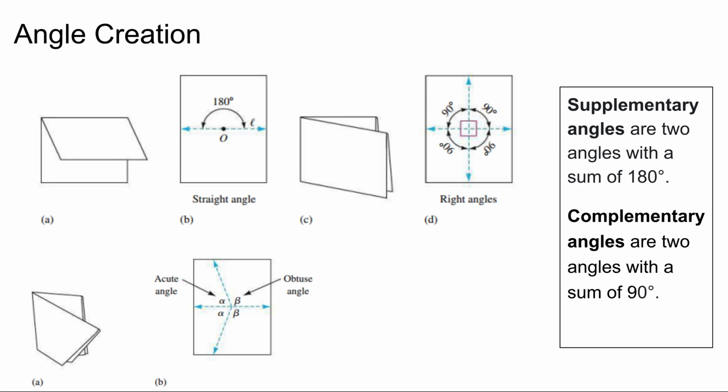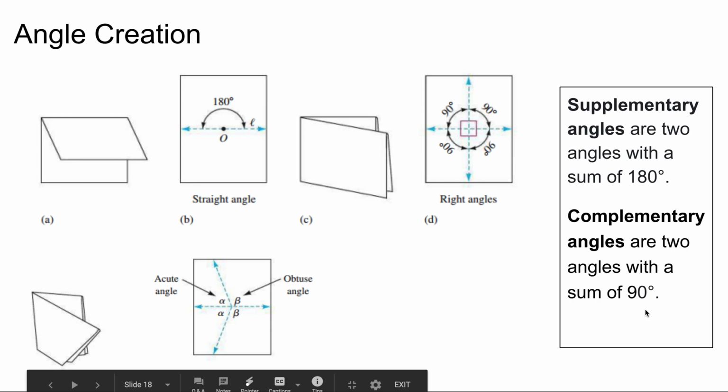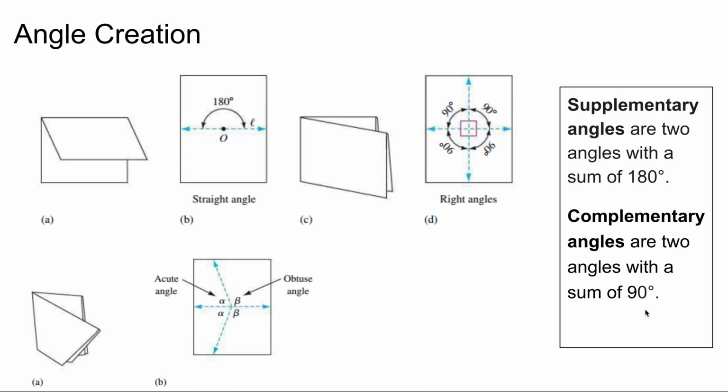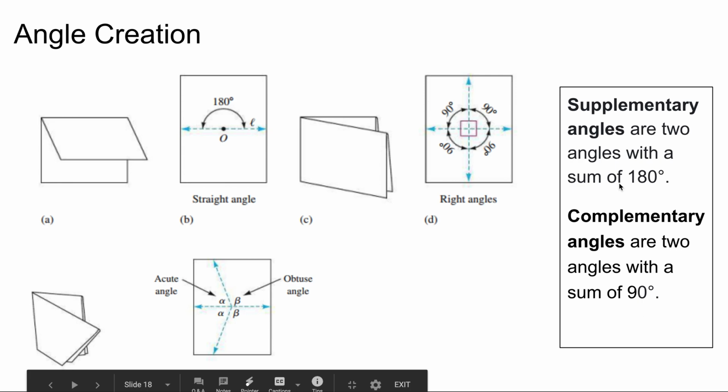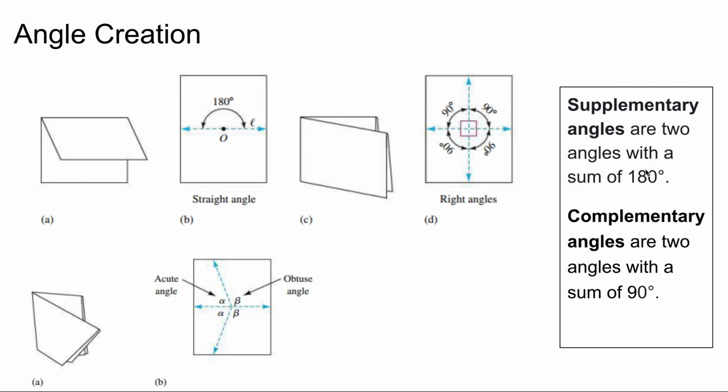Okay, supplementary angles are two angles with a sum of 180 degrees. Complementary angles are two angles with a sum of 90 degrees. So for example, 60 and 30, right? They are called complementary angles. How can you remember that easily? C comes before S. 90 comes before 180. So you can remember complementary angles are two angles with a sum of 90. C comes before S, and supplementary angles are two angles with a sum of 180.